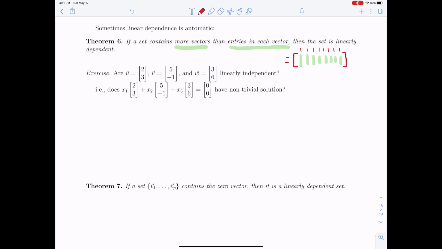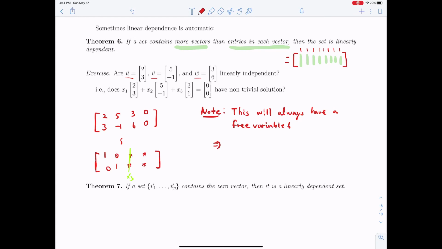For example, if you look at the exercise below, suppose that you have u, v, and w in that way. Then the augmented matrix of the given vector equation is given by 2, 3, 5, -1, 3, 6, and 0 and 0. If you RREF the given matrix, the best case scenario is that you get 1 here, 0, 0, and some numbers here, and there's no room to cover the variable x3, which gives you x3 as a free variable and also a non-trivial solution. So if you have more columns than rows, this will always give you a free variable, which means we can find a non-trivial solution, which implies the set of vectors is linearly dependent.